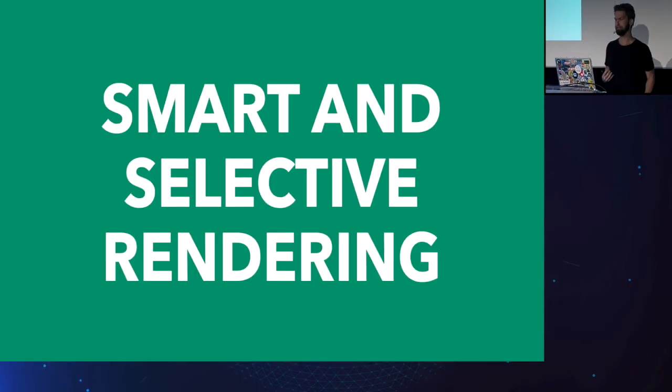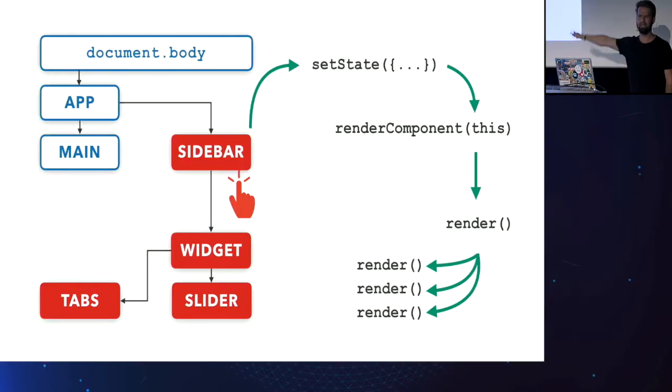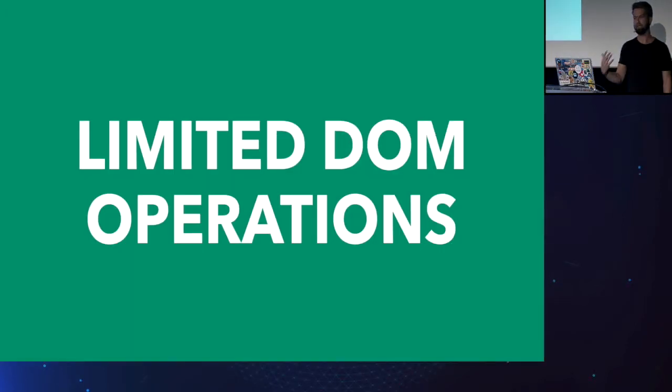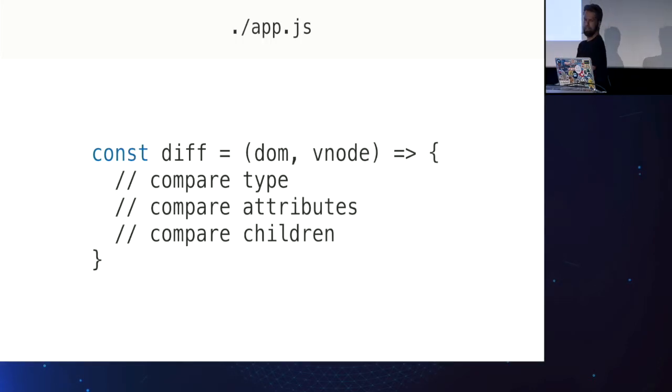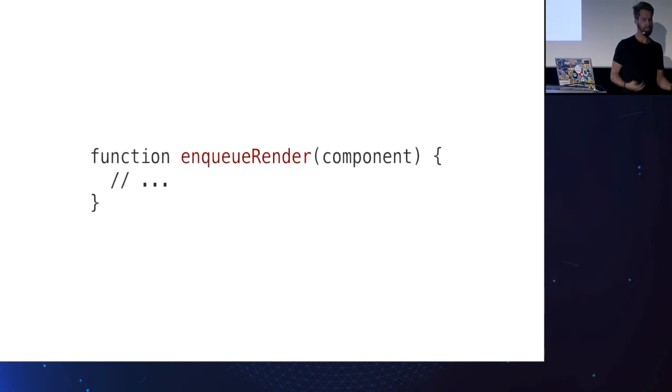You can use smart and selective rendering. This is huge. The virtual DOM implementation just keeps track of what should be updated. And you can limit DOM operations by a little bit of smart diffing here and there. And because you have the structure now of DOM and vDOM, you can even do fancy stuff like batching all the writes, batching all the reads, and optimize and optimize and optimize.